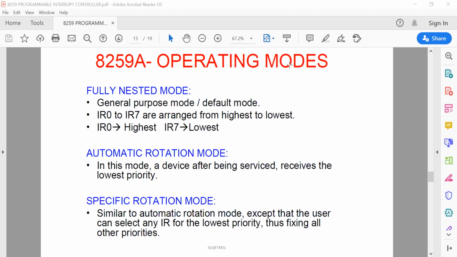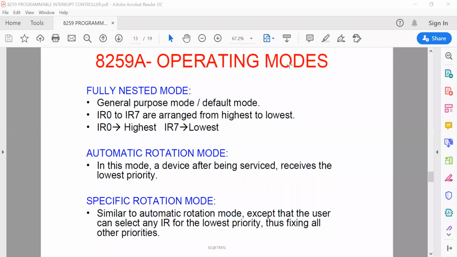The next mode is called the specific rotation mode. Here in this mode, the bottom priority level is selected. For example, if IR5 is selected as the bottom priority, then IR5 will have the least priority, so it will be processed last, and IR4 will have the next higher priority.